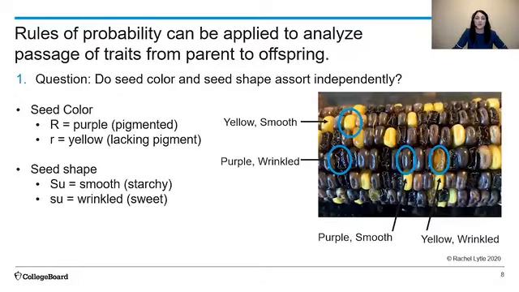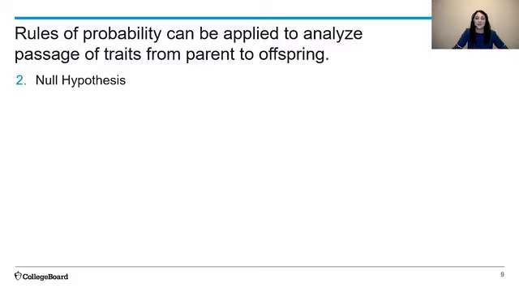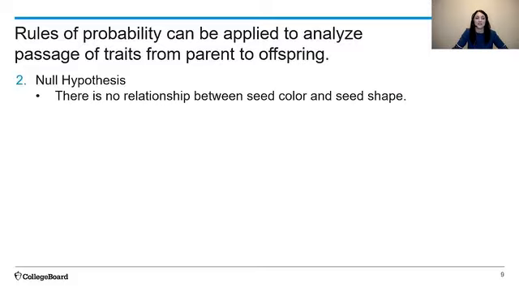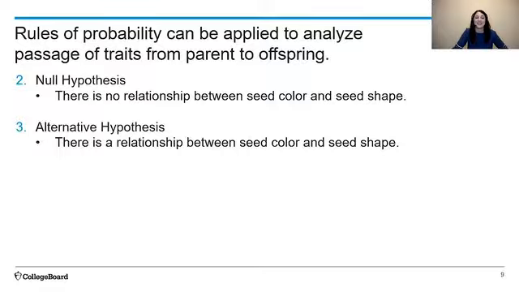So if we look at what those phenotypes look like on our dihybrid corn, you can see that there are different examples here: yellow smooth, purple wrinkled, purple smooth, and yellow wrinkled, and that's what they appear to look like. So next we need to determine our null hypothesis, and that's going to be that there's no relationship between seed color and seed shape, while our alternative hypothesis is that there is some sort of relationship between seed color and seed shape.